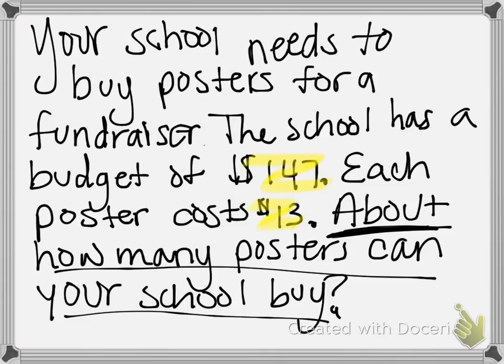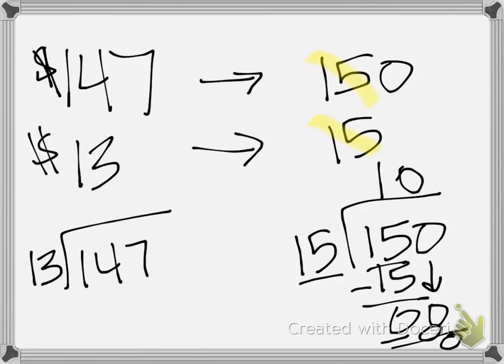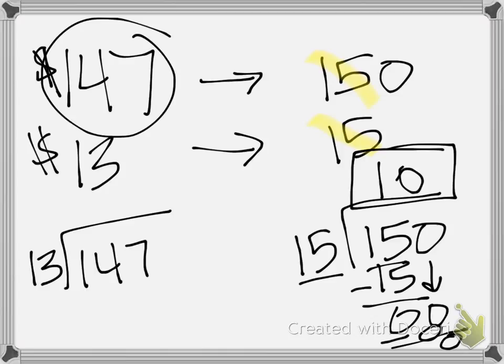So our question was, about how many posters can your school buy? Well, they can buy about 10 posters. So posters would be our label. You notice that when I rounded it, I didn't ask myself, could that be 100 or 200? Because I needed to find something that was compatible, something that went together. So that is how I got the 150. And the 13 changed to the 15 because these two were the same, which makes it easy to divide by.